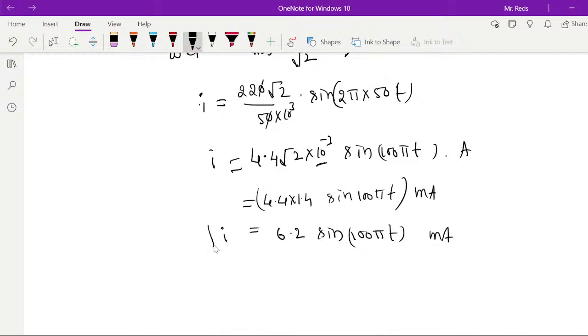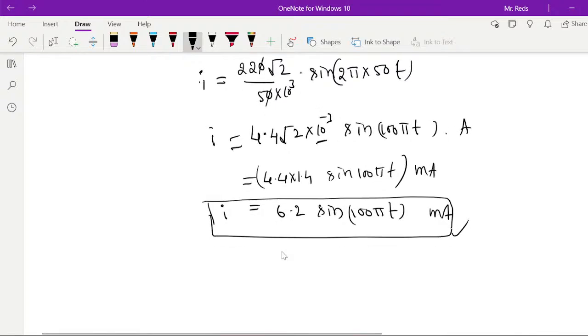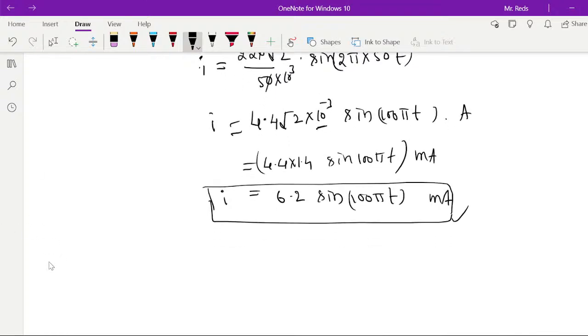This is the value of current, the alternating current value. You can say that it is passing through the resistive circuit at any time t. You can say this is the instantaneous current. The next point, next question. I hope you have copied this. Next question.